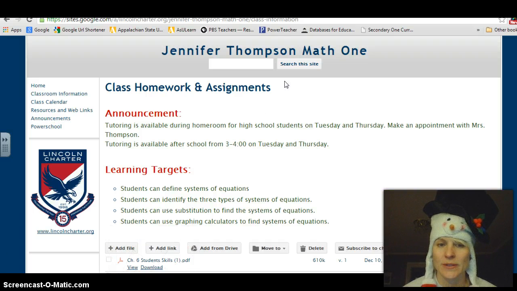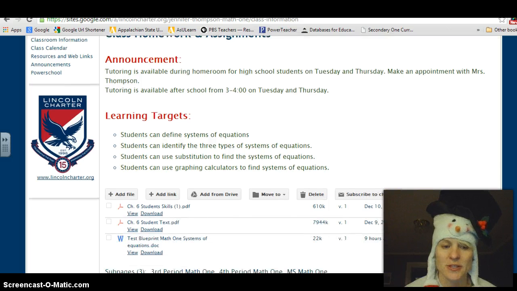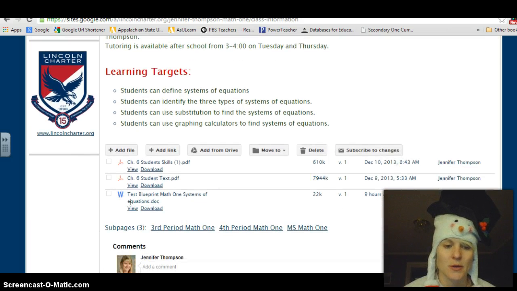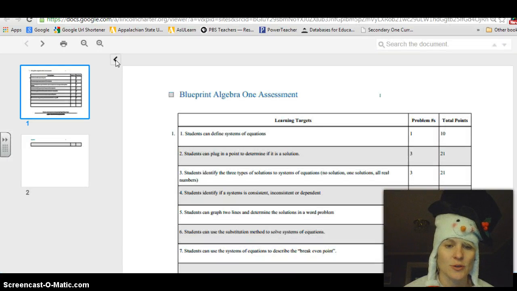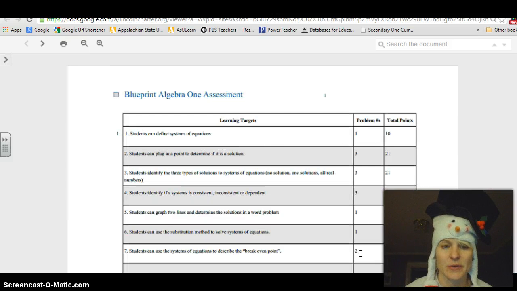All right, so you have a test tomorrow. So we're going to go over what you need to study tonight for the test. On my homepage, as I've pointed out several times now, you have your test blueprint Math 1 systems of equations. If you just hit view, it'll show you what will be on the test and how many of each problem.